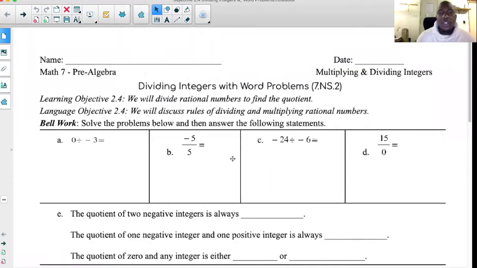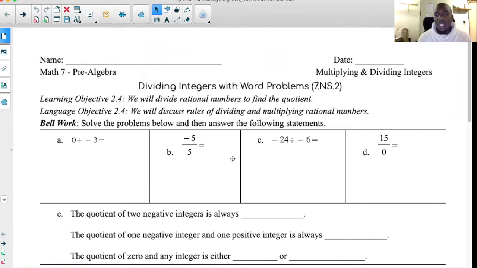All right, as you can see here, we're talking about dividing integers with word problems. And this is in the multiplying and dividing integers unit. Our goal is to be able to divide rational numbers and to find the quotient. What I would like to do is be able to work on the actual multiplication part and the division part. And we're going to focus on word problems here. I know you guys love word problems. You love it, love it, love it.